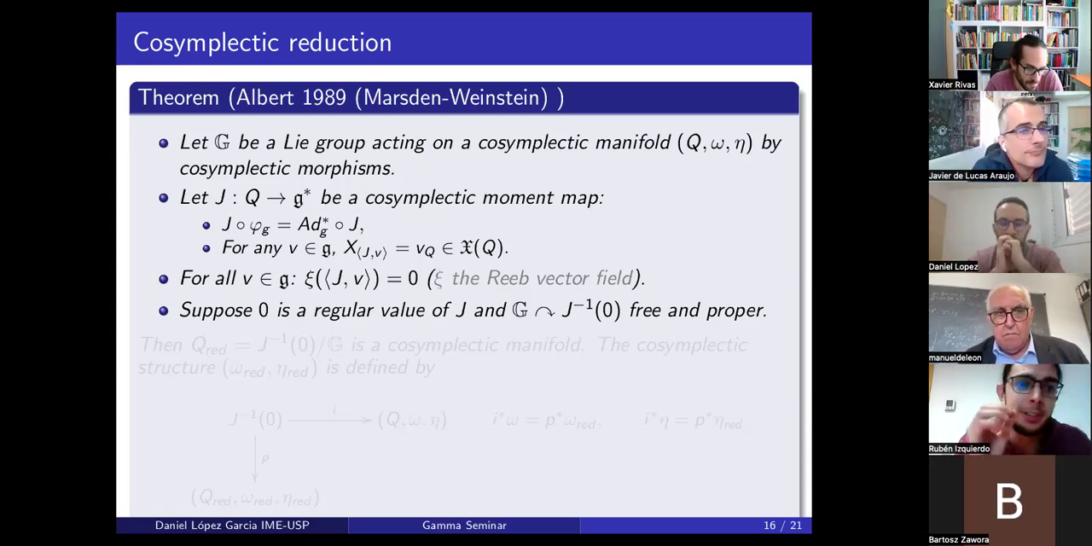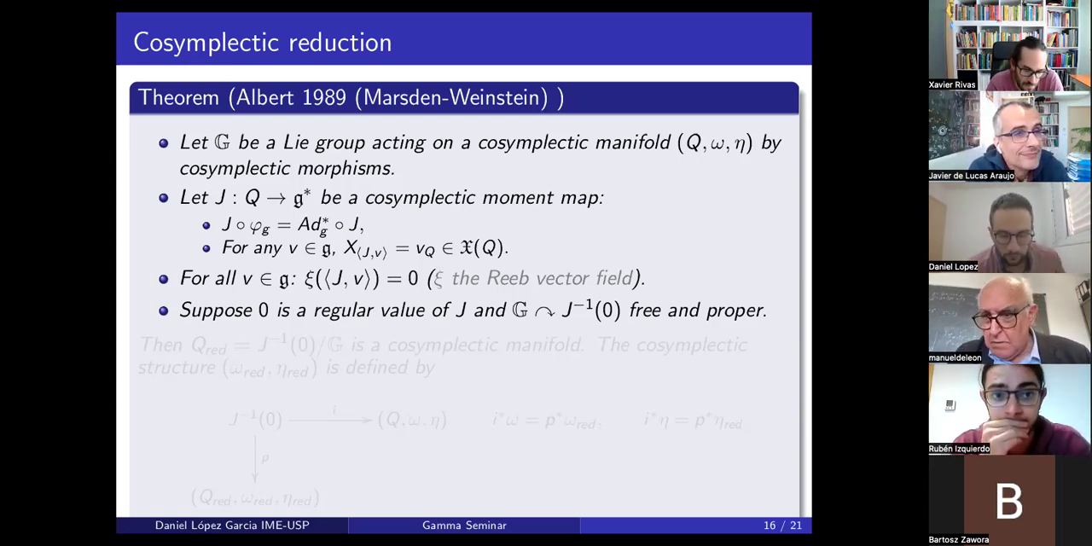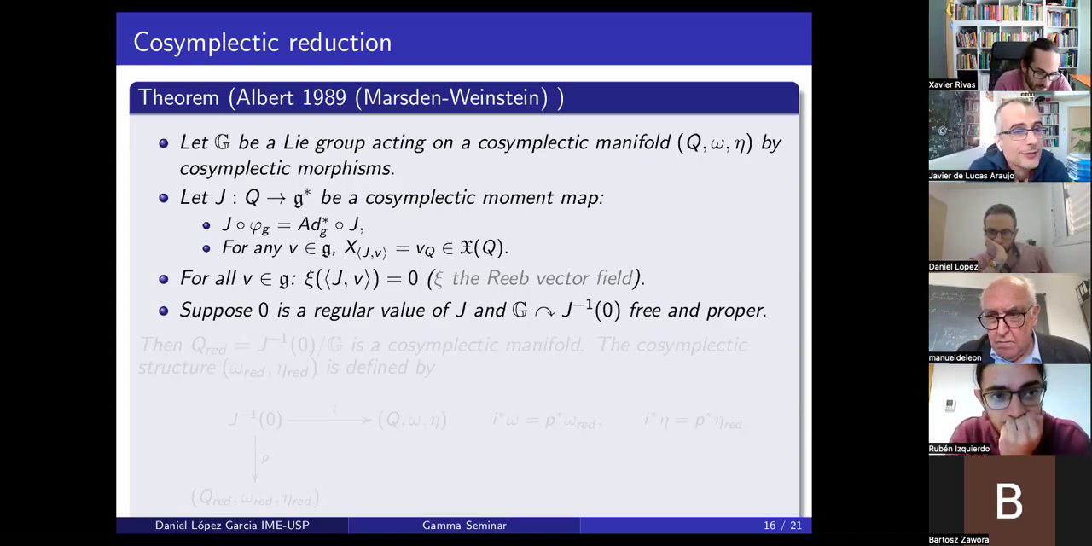And do you know whether this cosymplectic reduction reduces to symplectic reduction on each of these leaves? No. Okay, thanks. So is there any other comment, remark, question?